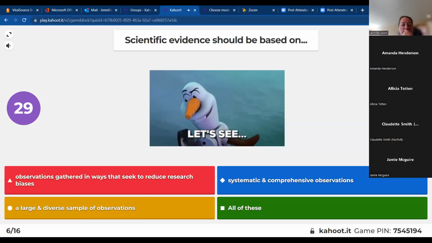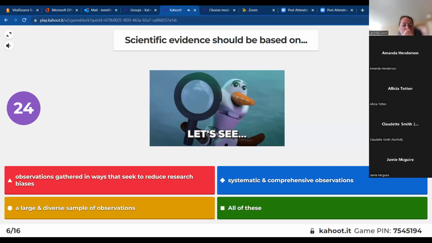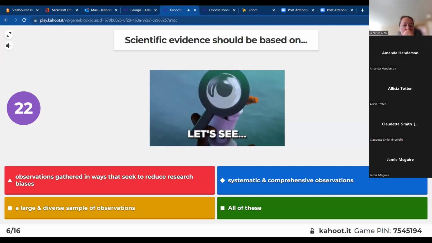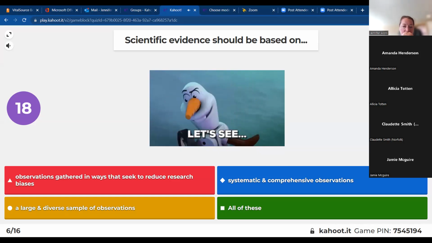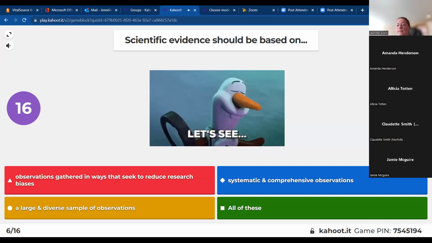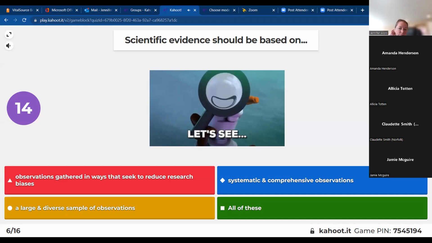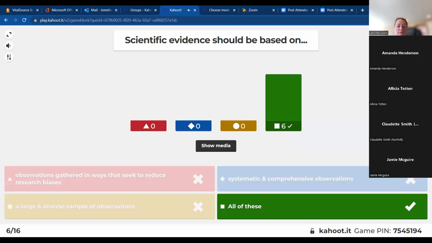Scientific evidence should be based on. Good work, all of them. You want observations that are gathered to reduce biases. We want a large, diverse sampling, and you want comprehensive observations, right? Not just one simple observation.